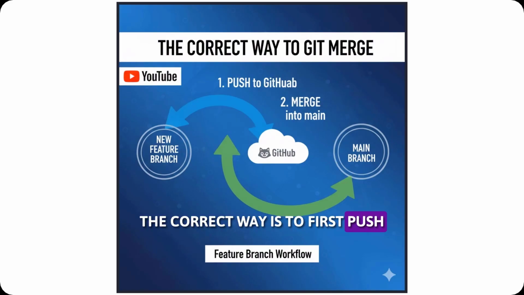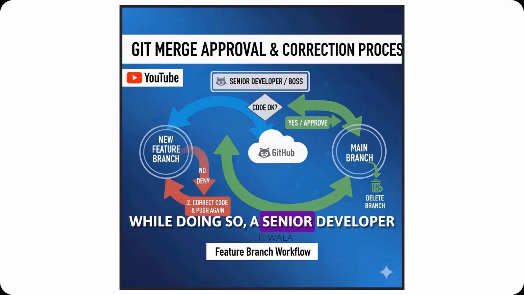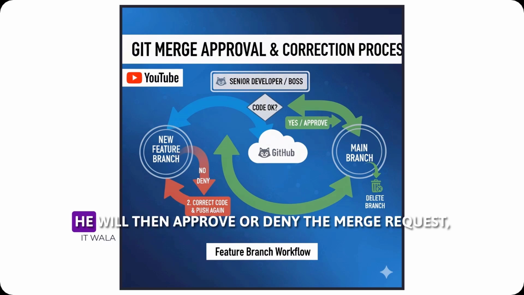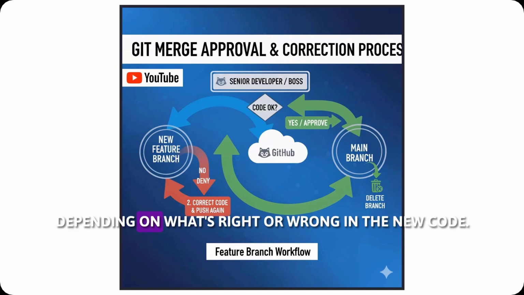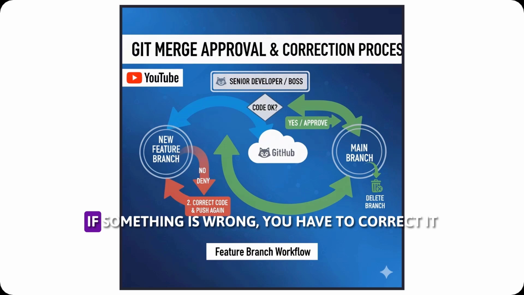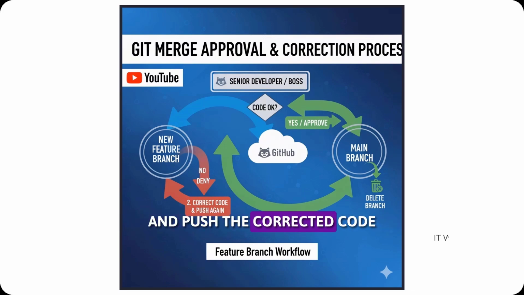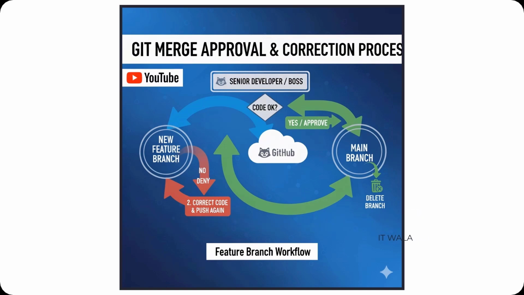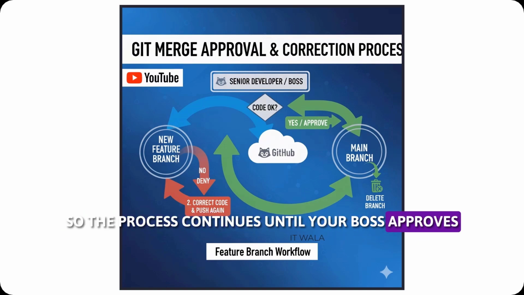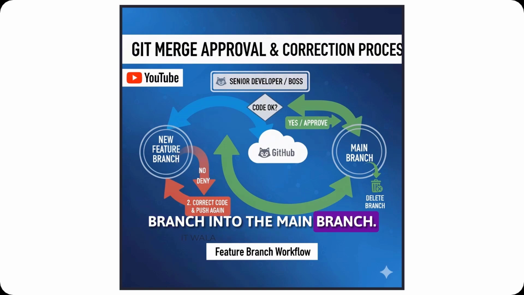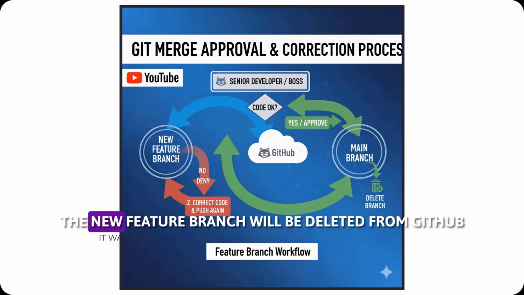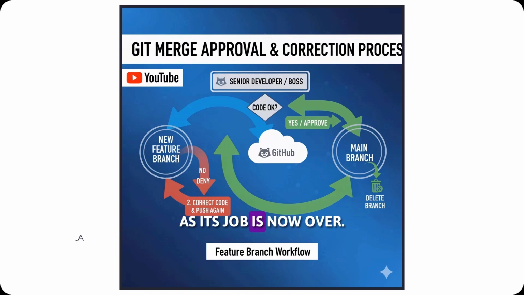The correct way is to first push our new feature branch to GitHub. And then, merge the new feature branch into the main branch. While doing so, a senior developer or your boss will monitor the merge process and see if everything is okay or not. He will then approve or deny the merge request depending on what's right or wrong in the new code. If something is wrong, you have to correct it and push the corrected code to the new feature GitHub branch again. So the process continues until your boss approves the merging of the new feature branch into the main branch. Once that is done, the new feature branch will be deleted from GitHub as its job is now over. Let's do this practically.